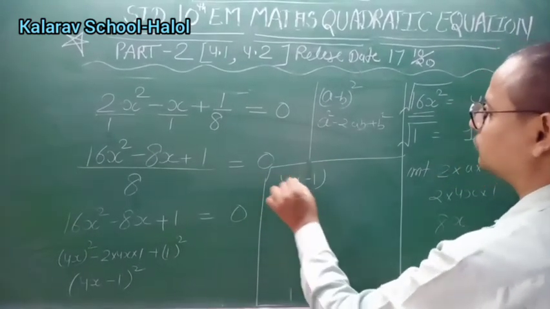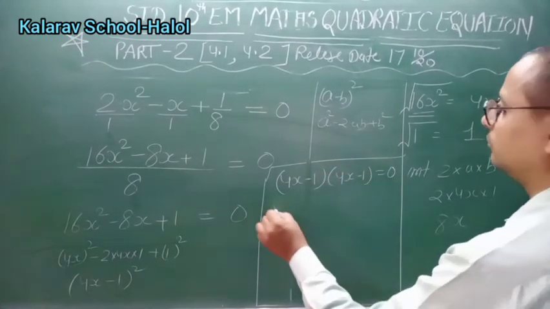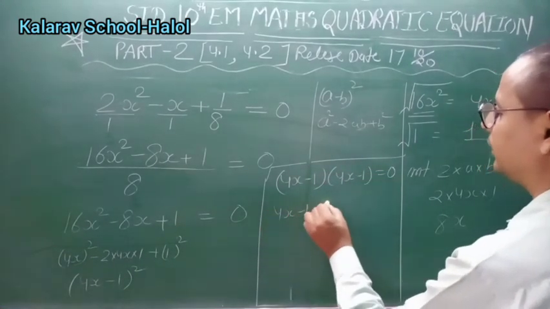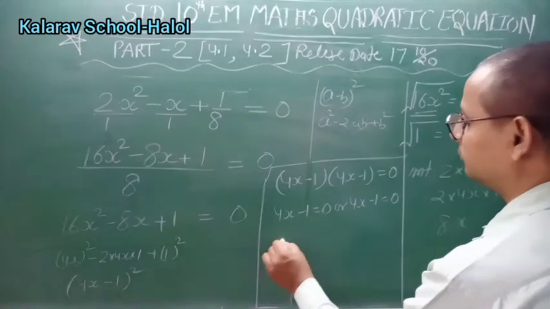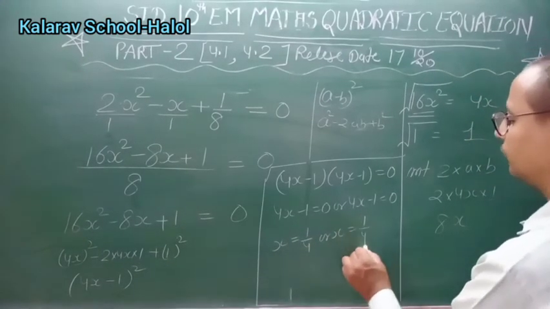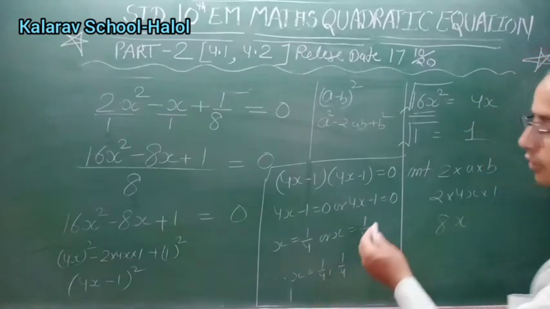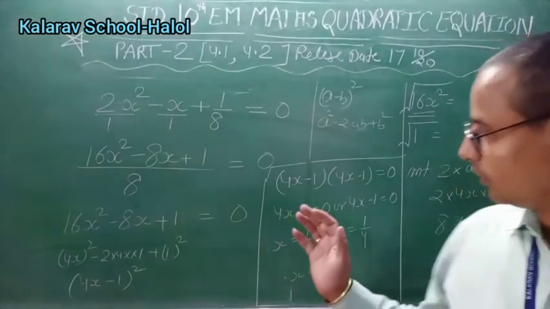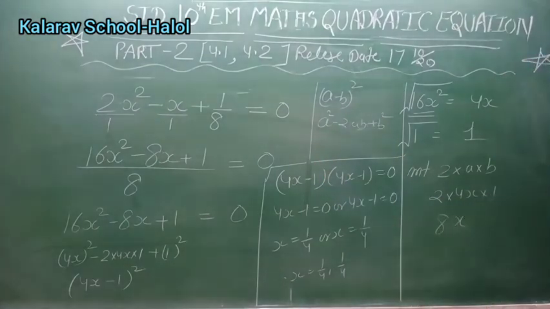सो हियर 4x minus 1, 4x minus 1 equal to 0, therefore x equal to 1 upon 4, x equal to 1 upon 4. अरे यार क्यों करवा दिया मैंने इसको, तुम लोगों को खुद करना था, हो गया, चलो देख लो. अंडरस्टूड? आई होप सो यू अंडरस्टूड दिस.